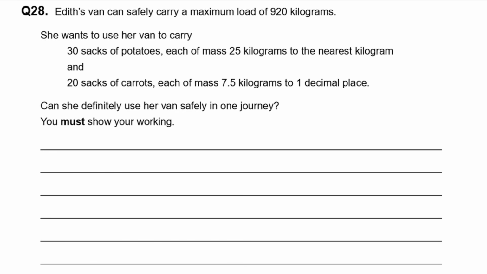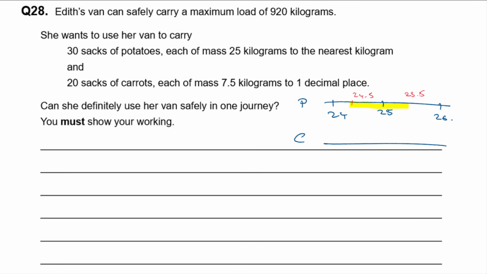Okay, so what we need to do is consider the bounds of these numbers and then work out which bound we need, and then work out our upper bound, I guess, for the weight. So for the potatoes, 25 kilograms to the nearest kilogram. Next one on the scale would be 26, one below would be 24. The ones that round to 25 are halfway between or nearer, which is 24.5 to 25.5. So that's the bounds for the potatoes.